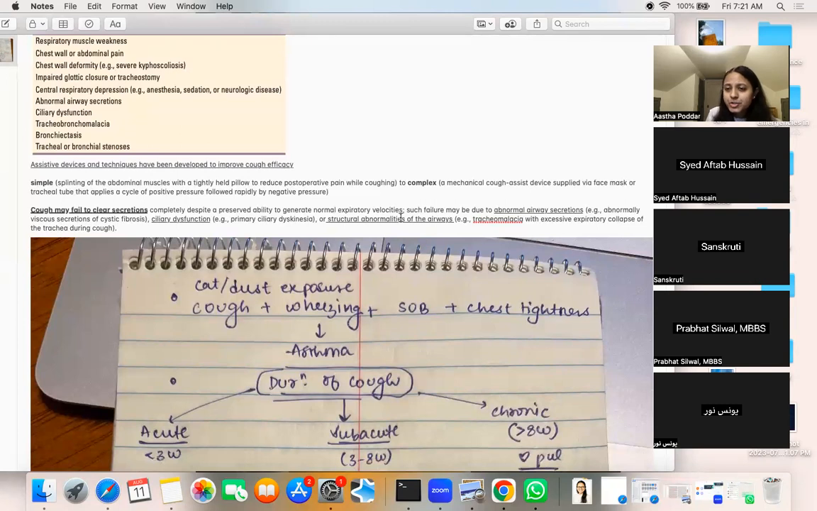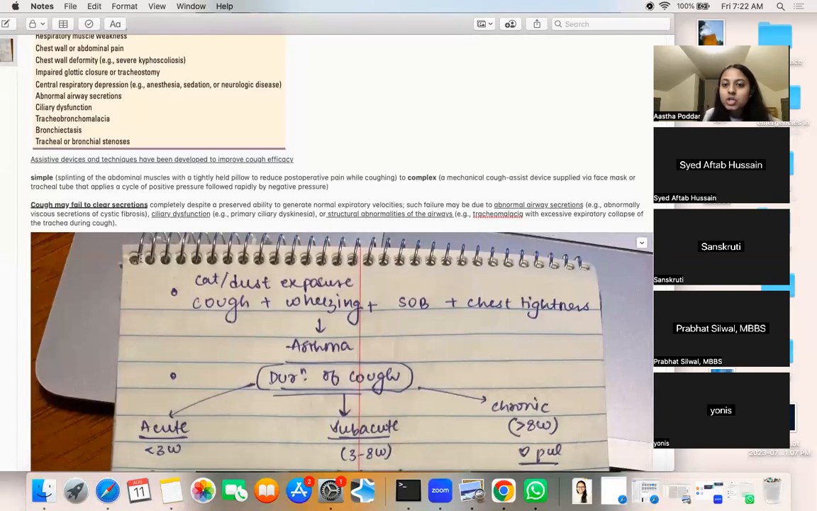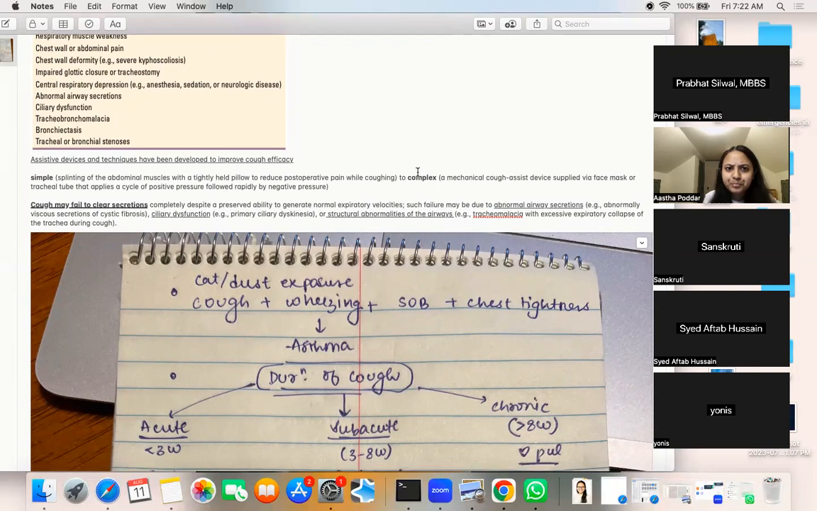And the way you can help your patients, there are two methods. One is a very simple method, where you splint the abdominal muscle. You ask the patient to hold a pillow tightly in front of the abdomen, and that will reduce the post-op pain while coughing. So that is one. Second is a little bit more complex, and that is a mechanical cough assist device, which is supplied via face mask or a tracheal tube, and that applies a cycle of pressures to rapidly generate that negative pressure, which we talked about during the mechanism. So there can be an external device, and they can be simple.